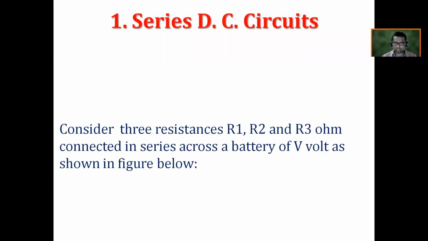Consider these three resistances R1, R2 and R3 connected end to end. It means that one end of R1 is connected to one end of R2, and the other end of R2 is connected to R3, so that there is only one path for the flow of electric current. Then this circuit, we call it a series DC circuit.